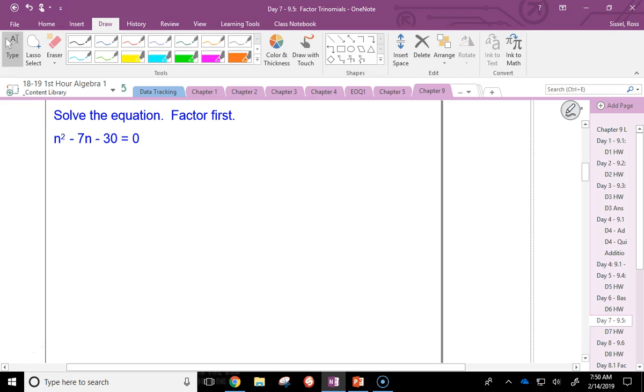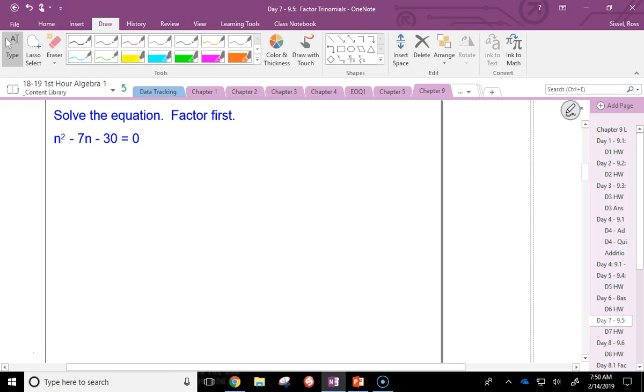Okay? So our first one is n squared minus 7n minus 30 equals 0. And you see that our equation is actually, our trinomial is set to 0. First thing we have to do is factor. So, what are we going to do? How? This is just like our warm-up.